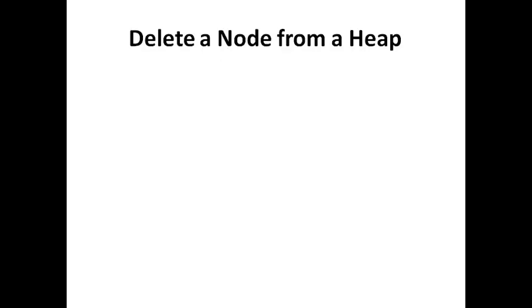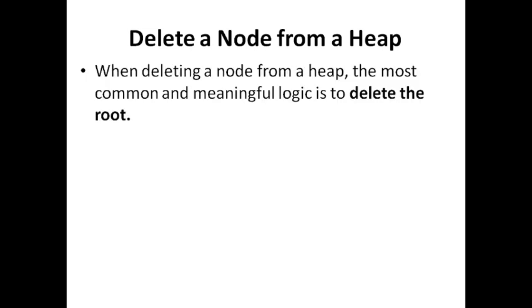Similarly, we have the logic for deleting a node. When we delete a node from a heap, the most common and meaningful logic is deleting the root value. One useful application for the delete node operation is that, given that you have a heap tree and you need to print the values in ascending order or descending order, then you can use the delete operation. So what you do is that you delete the root value and display it on the screen.